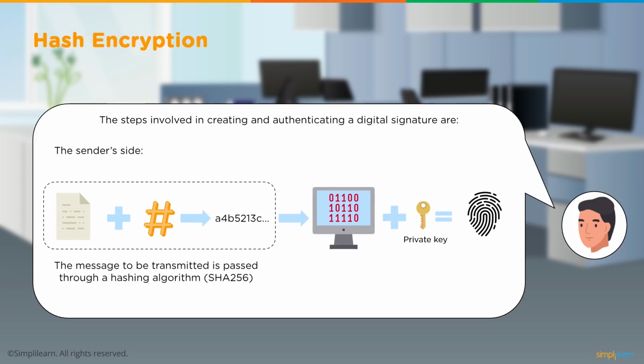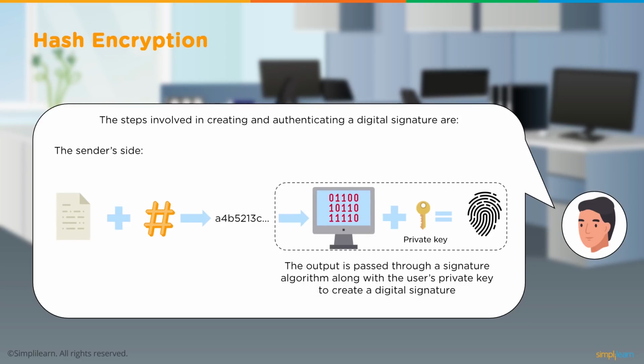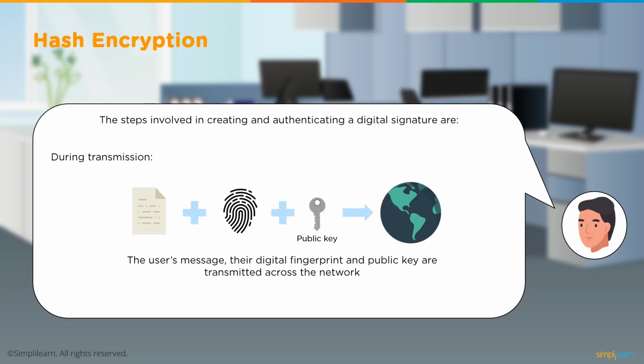So at the sender side, the message to be transmitted is passed through the hashing algorithm. In the case of Bitcoin, it is SHA-256, and the hash is generated. Plus the private key is used to generate a digital signature. Now this output is passed through a signature algorithm along with the user's private key to create a digital signature. Now during the transmission, the user's message, their digital signature, which was generated in the previous step, plus the public key are transmitted across the network.